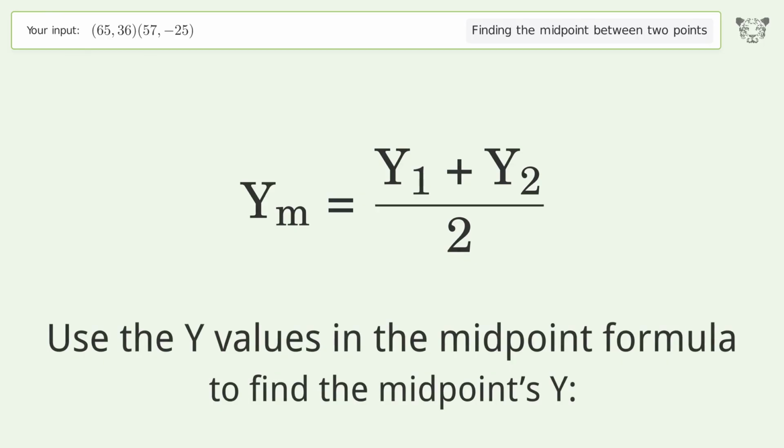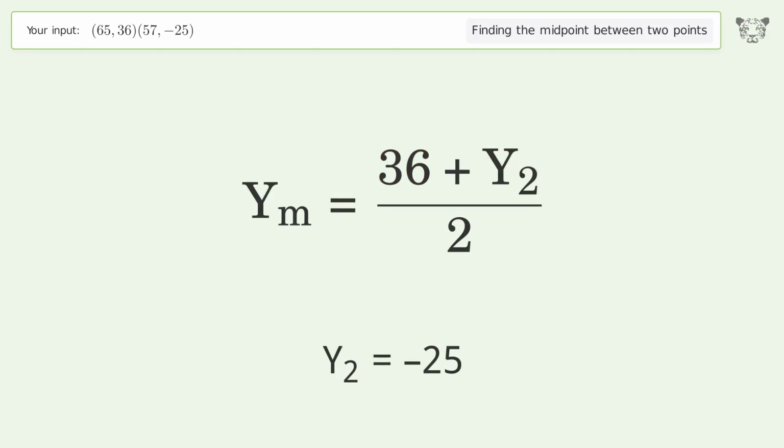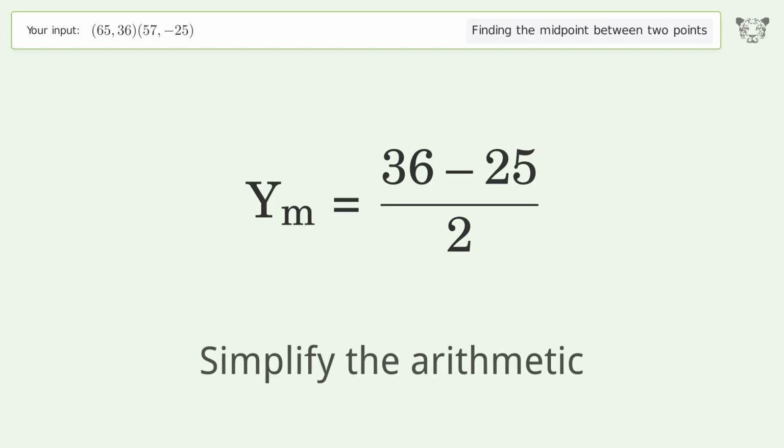Use the y values in the midpoint formula to find the midpoints y. y1 equals 36. y2 equals negative 25. Simplify the arithmetic.